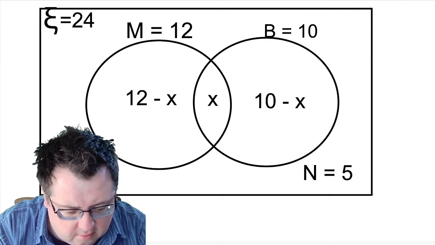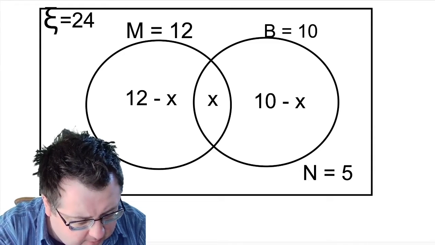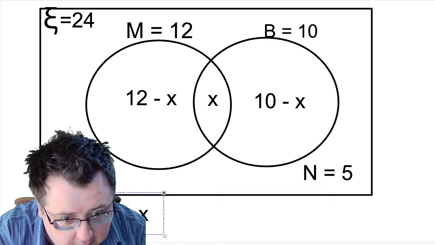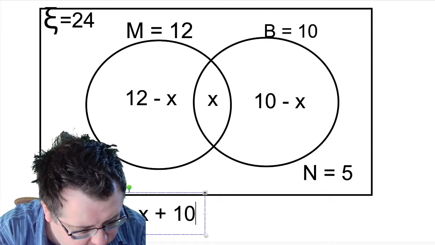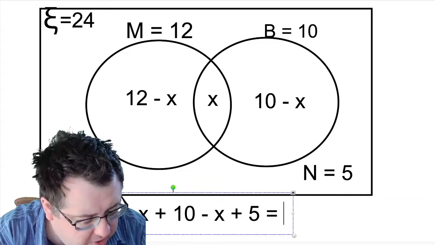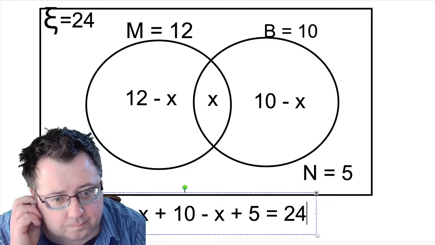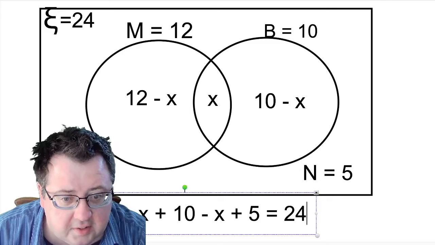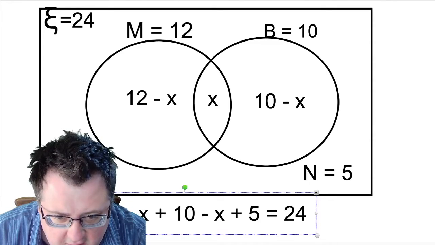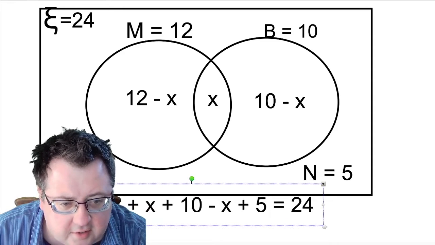So if I do 12 minus x plus 10 minus x plus 5, that should equal 24. Make sense? So let's try and solve now for x.